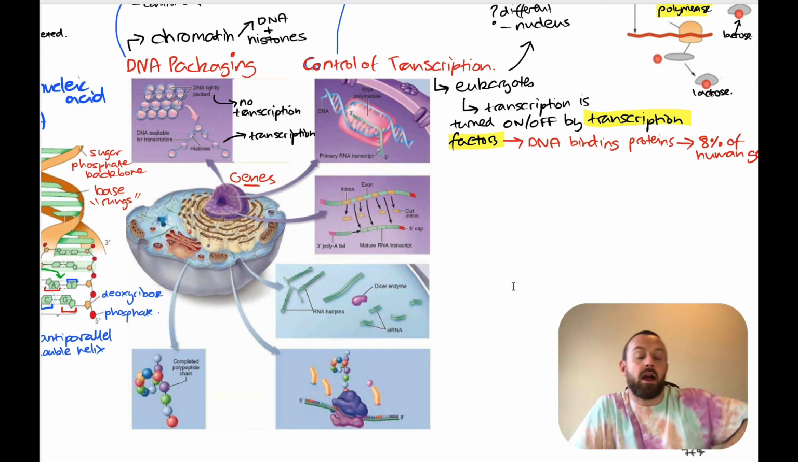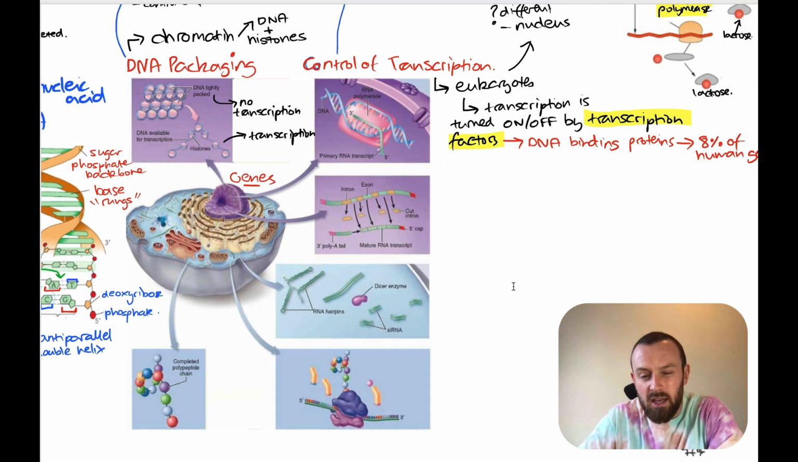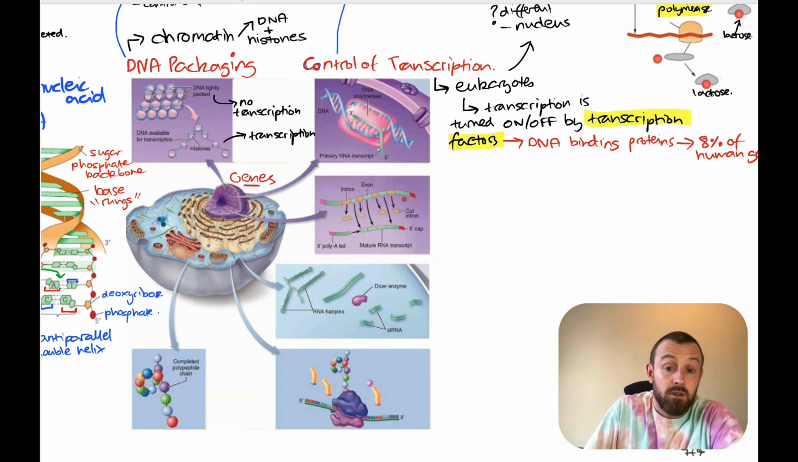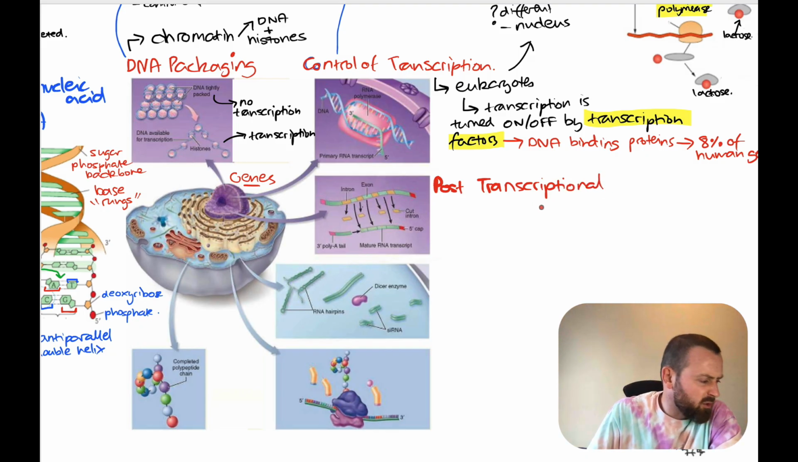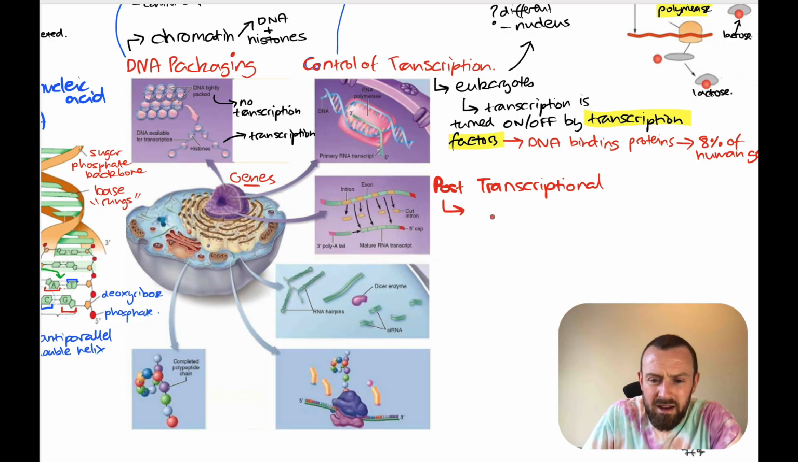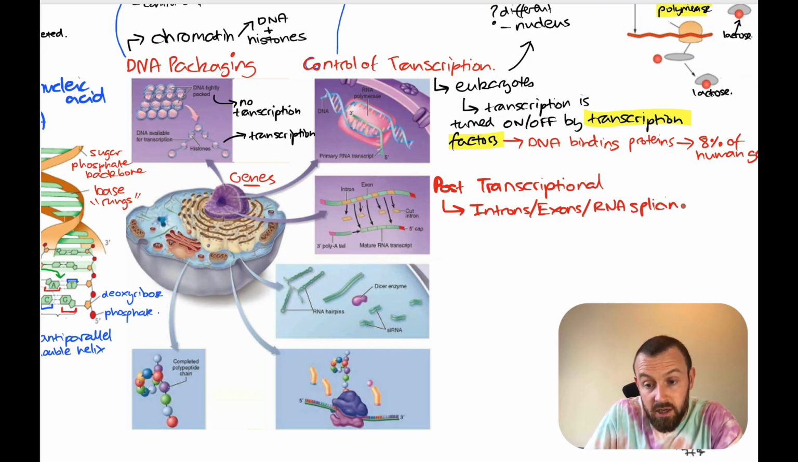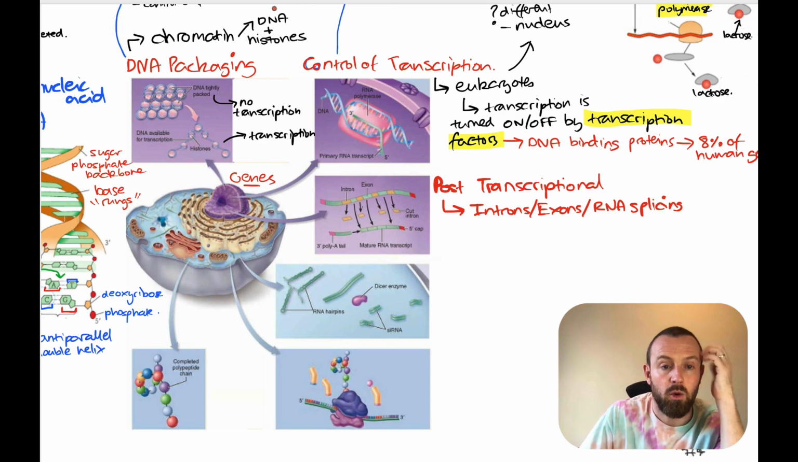Okay, so the next way that gene expression can be controlled is post-transcriptional. Post-transcriptional means after transcription. Post-transcriptional processing, I guess. The main thing this is about is introns, exons, and RNA splicing. These are the key terms. Introns, exons, RNA splicing. So what are these things?